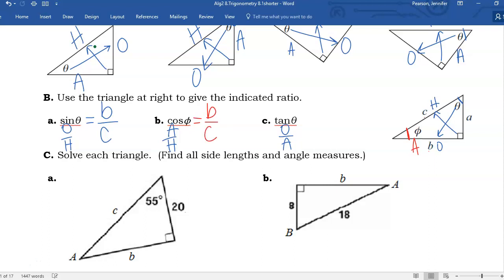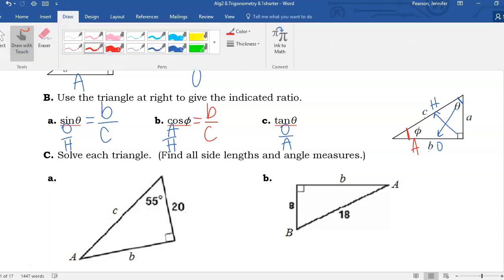Now, if you look at that, the answer for A and the answer for B come out to be the same. They're both B over C. That's why sine and cosine are named as such. When you look at the opposite angles in the triangle, they come out to be the same answer.